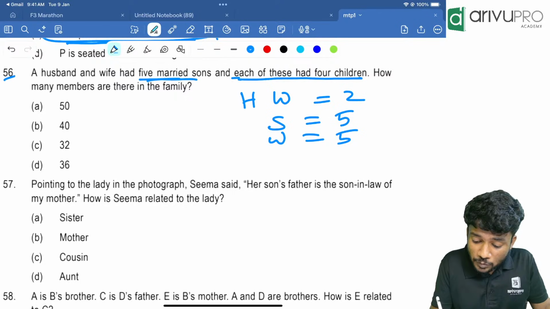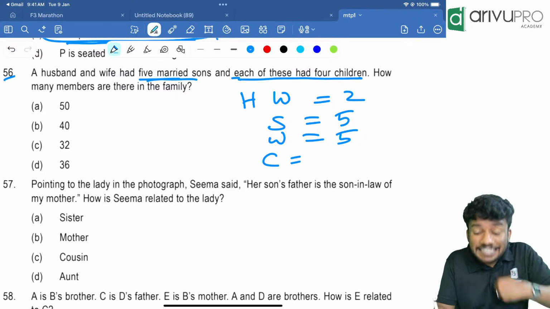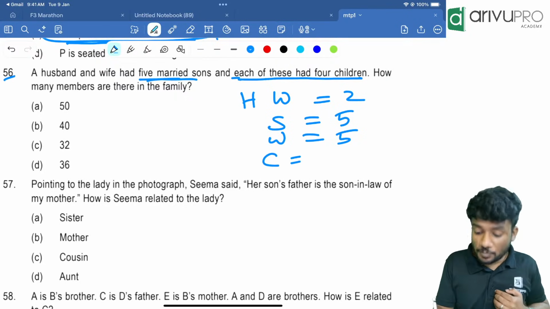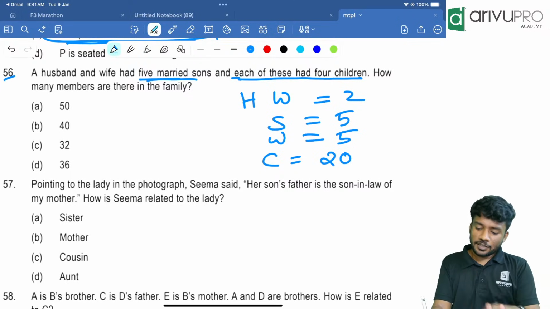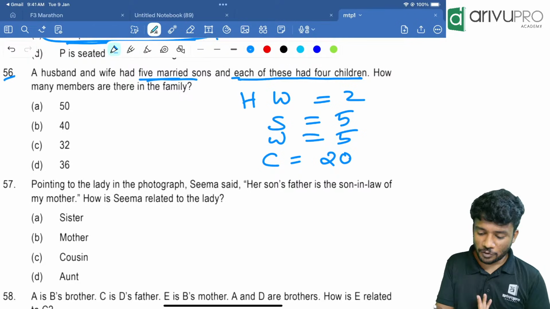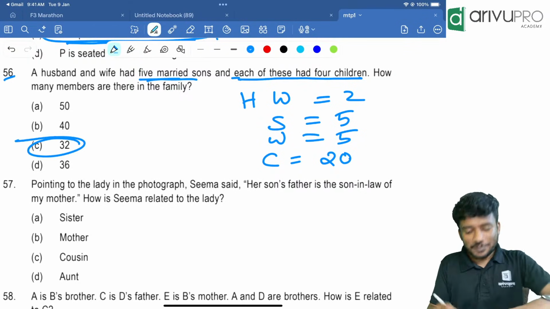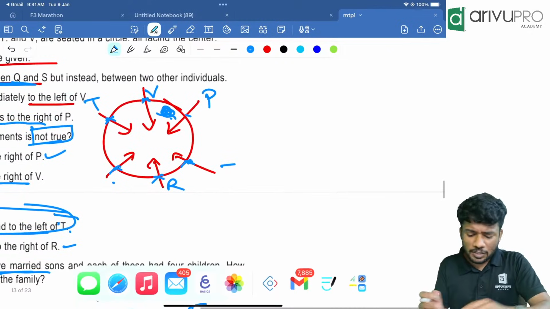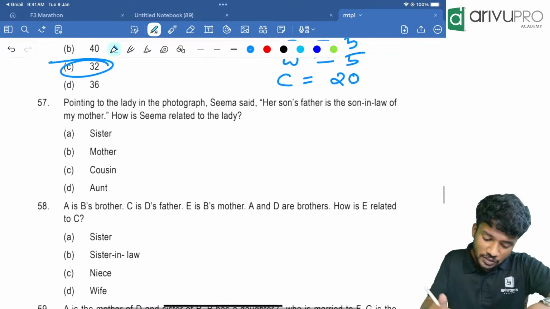4 children means what? Their children each had 4, means 5 into 4 is how much? 20. Correct? Now you tell me how many people are there in the family. 20 plus 5 plus 5 plus 2 is how much? That is 32. Direct question, and a similar type of question was asked in the previous year.